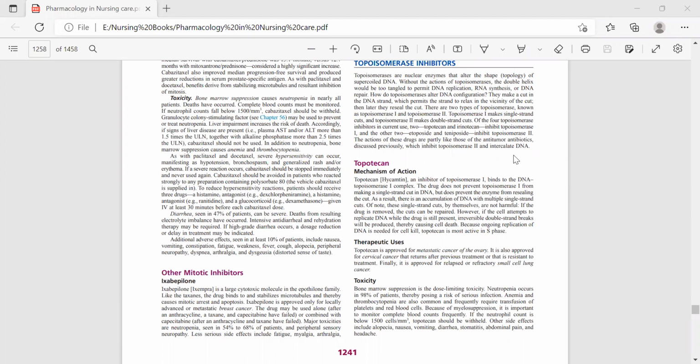Basically, topoisomerase is an enzyme. It is a nuclear enzyme that alters the shape of supercoiled DNA, and without the action of topoisomerase, the double helix would not be untangled to permit DNA replication, RNA synthesis, and DNA repair.